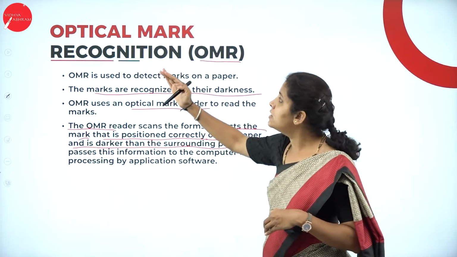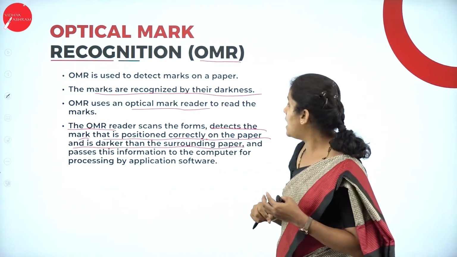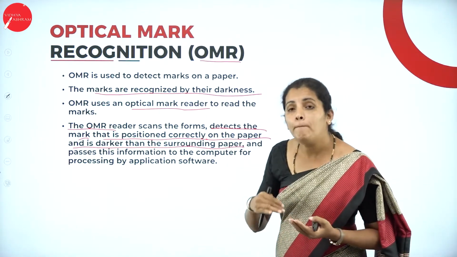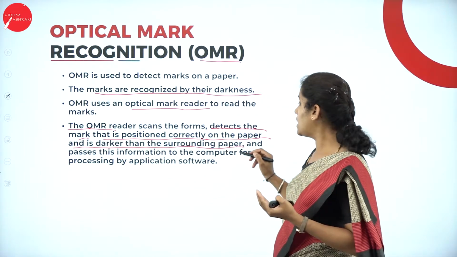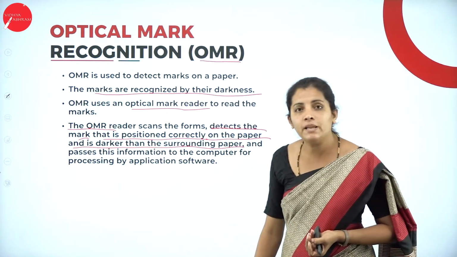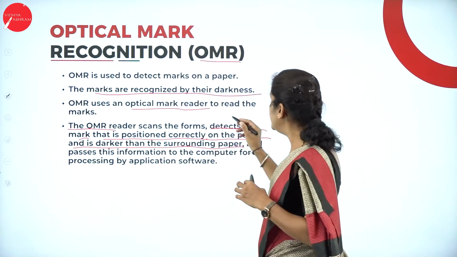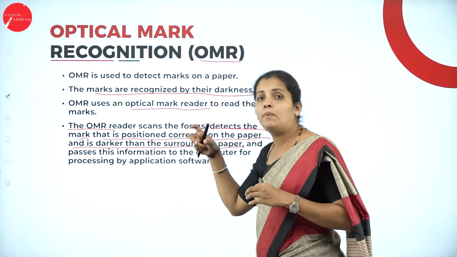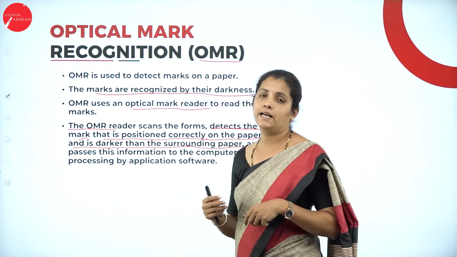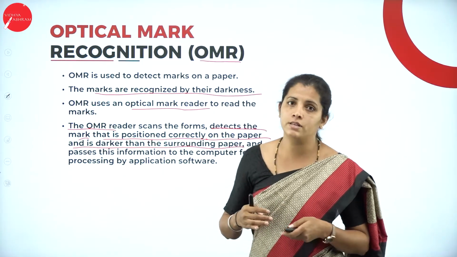So the job of the optical mark recognizer is to scan the mark and detect the mark position. Then it passes the information to the computer for processing by using some application software. The detected marks are given to the computer for further processing.